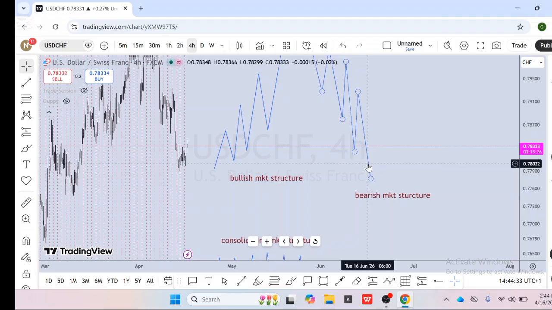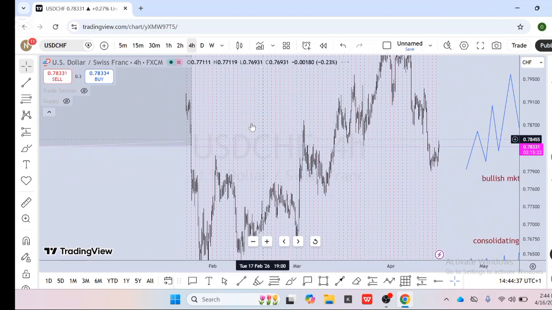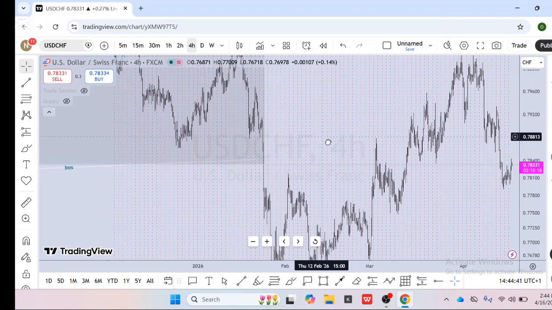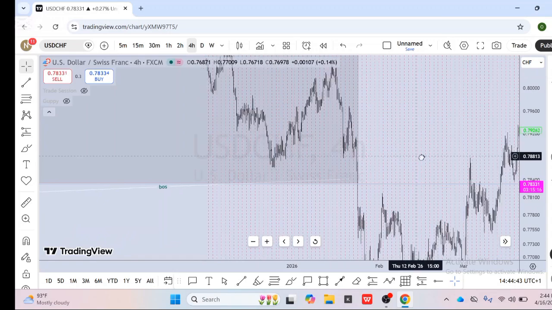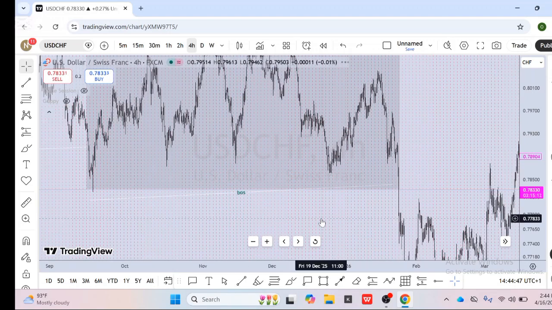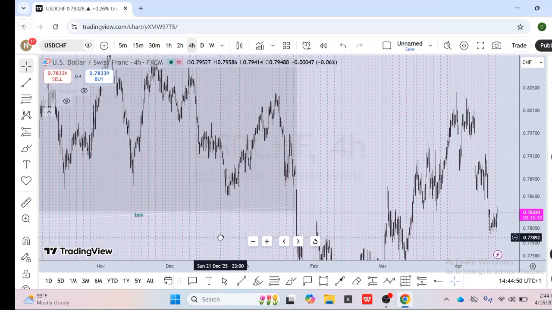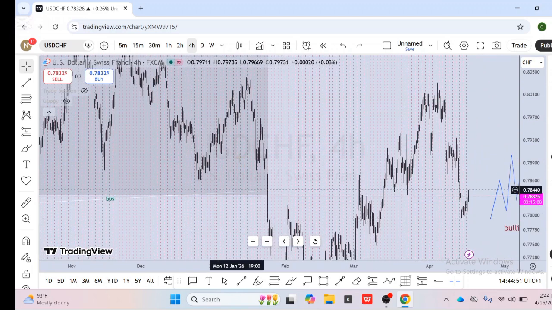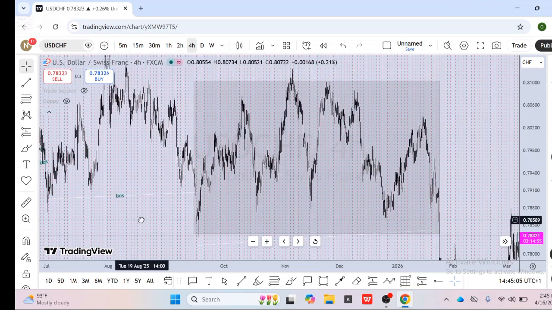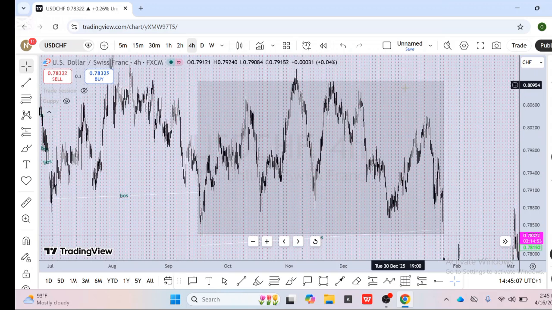I want us to just go to the chart straight. Okay, this is the USDCHF chart. This is 4 hours. Let's look at this place. From this place, this market is on a sell. You can see on this market, I spotted at this place.